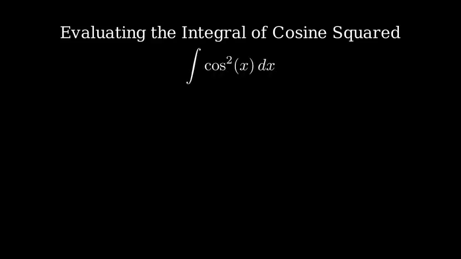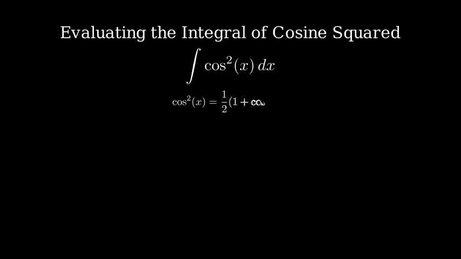In this lesson, we're going to evaluate the integral of cosine squared of x by using trigonometric identities. Our goal is to use identities to rewrite the integral in a simpler form. This type of integral often benefits from using what we call the power reduction identity for cosine.